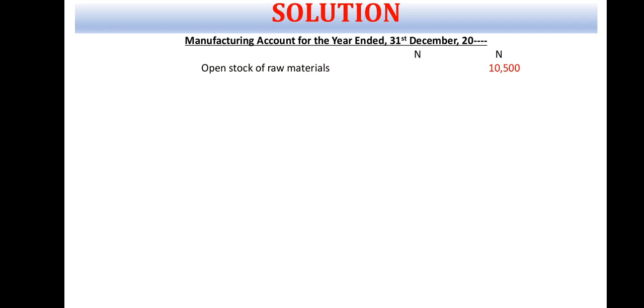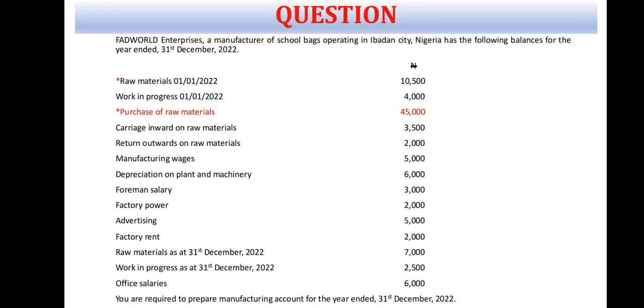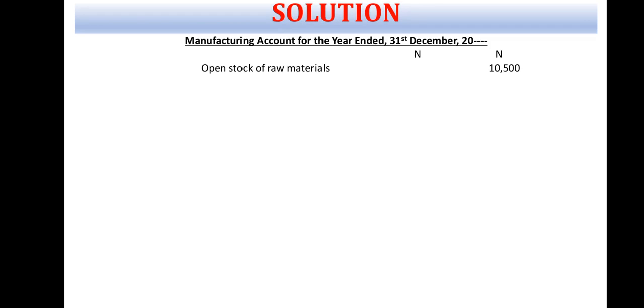Like I said, after opening stock, the materials that are available, the next thing is what? Purchases. Let's look at the question if we have purchases. So we have purchase of raw materials, which is 45,000 naira. So add purchase of raw materials, 45,000 naira.